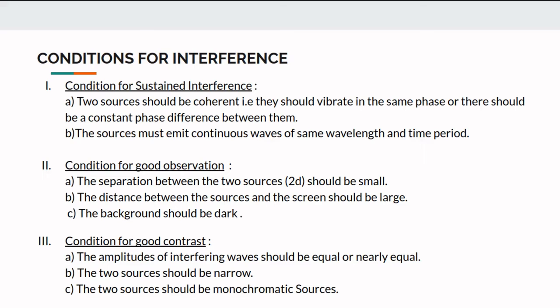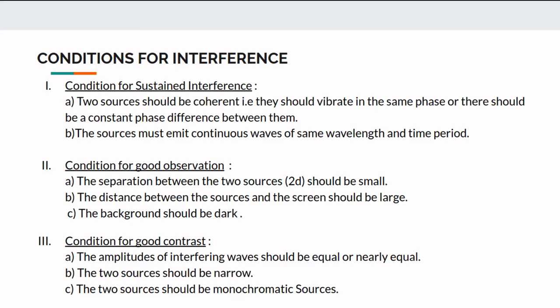In the last topic, we discussed interference. For the formation of interference, the rays must come from two coherent sources. Two sources are said to be coherent if they give waves with a constant phase difference. They must always maintain a constant phase difference, then only we get a continuous interference pattern. Therefore, to get sustained interference, the two sources should be coherent. That means they should vibrate in the same phase or at a constant phase difference between them.